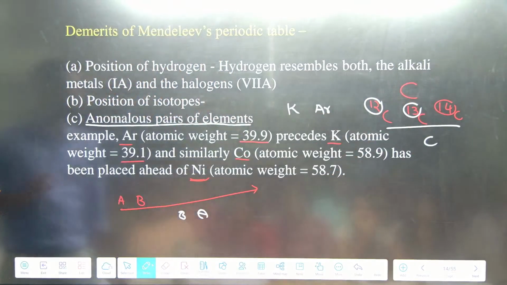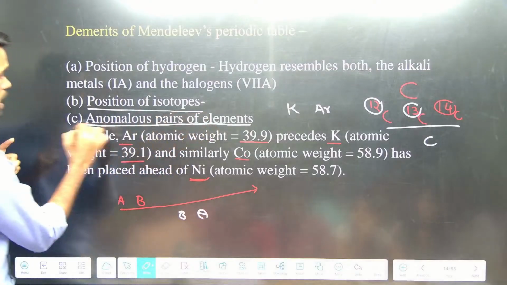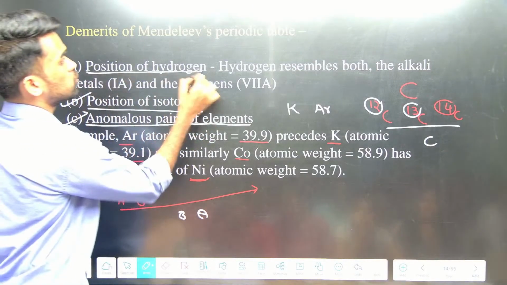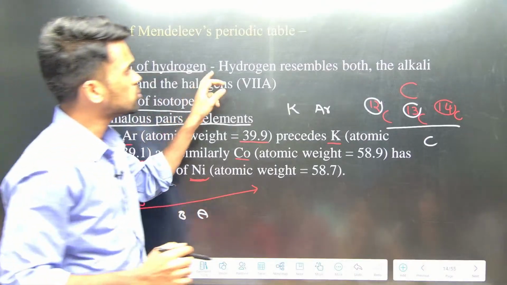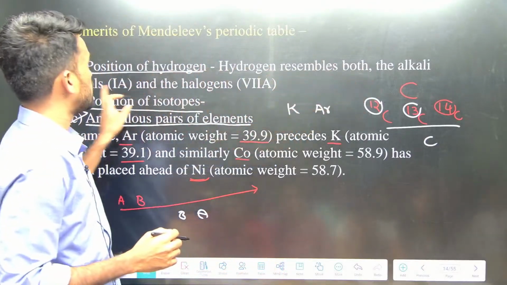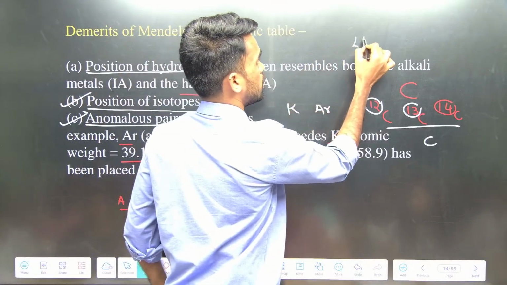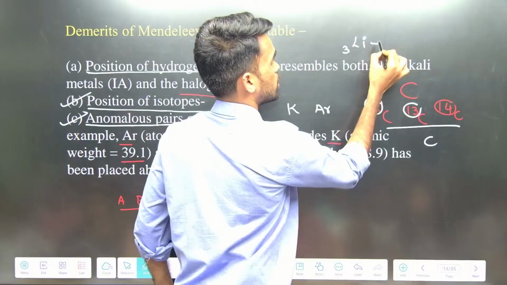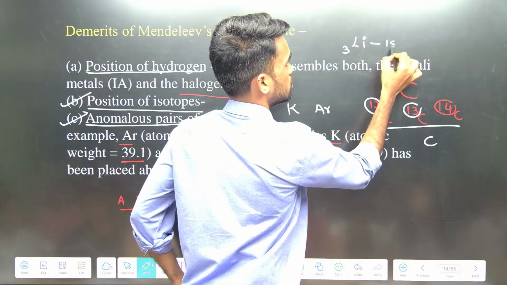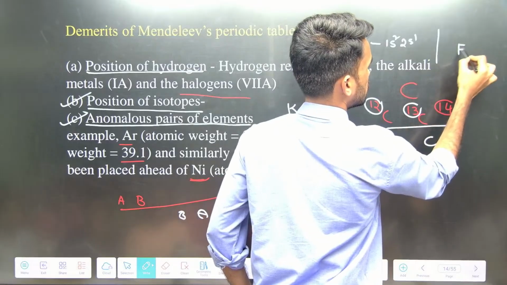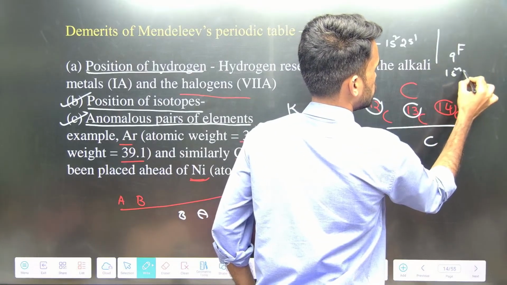So now the position of isotopes you got, anomalous pairs you got. Next one is the position of hydrogen. Hydrogen resembles both alkali metals and halogens. Alkali metals, like lithium with atomic number 3, what is the electronic configuration you write? 1s2 2s1. Now tell me for fluorine: 1s2, 2s2 2p5.